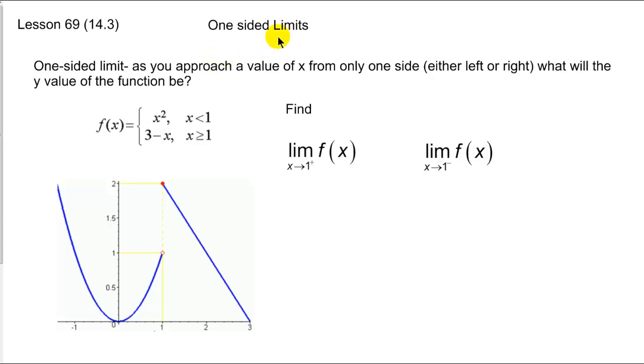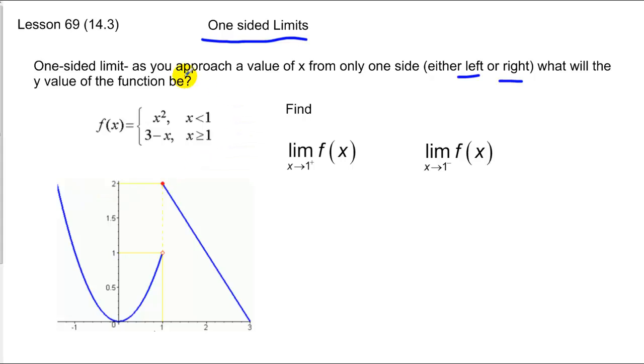Today we're going to shift the discussion to what we call one-sided limits. One-sided limits are exactly what they sound like. We're going to approach x from only one side, either the left or the right, and state what y is getting close to, and that would be the one-sided limit of the function.